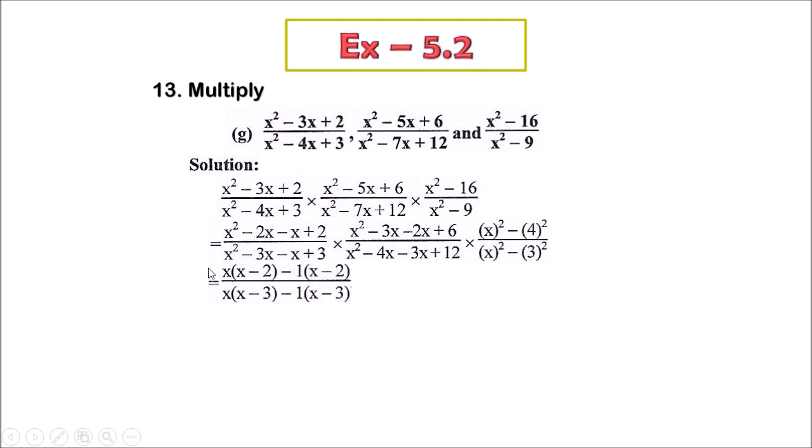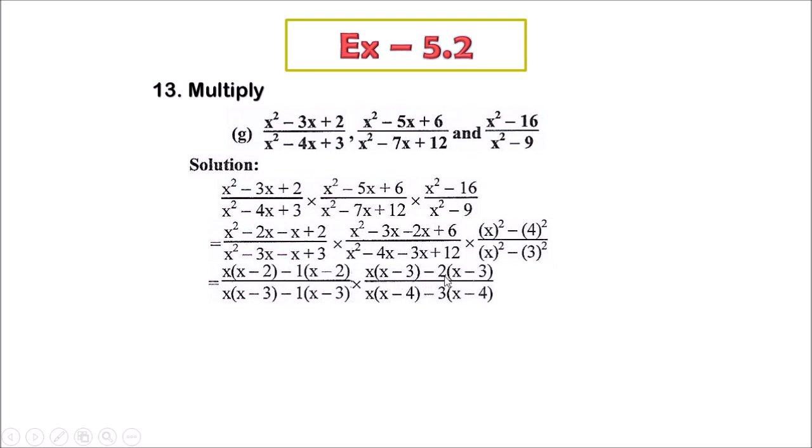Now we take common from the first two x, so we can get x minus 2, and we can take minus 1 common, so x minus 2. Similarly, we can take common here x into x minus 3. Here we can take minus 1 common, so x minus 3. Similarly, in the second, we take common x from the first two, we will get x minus 3.